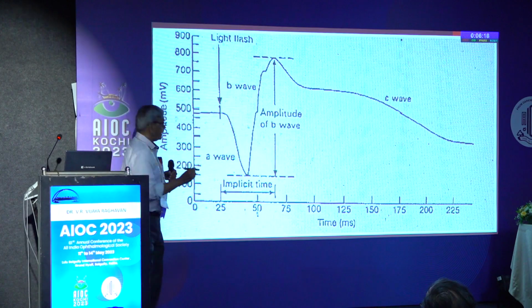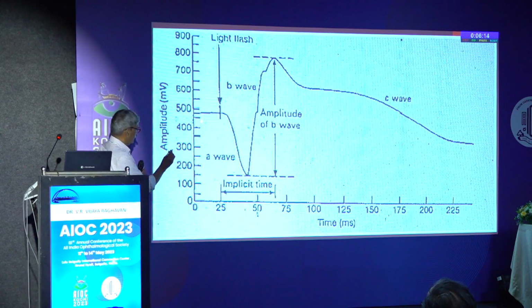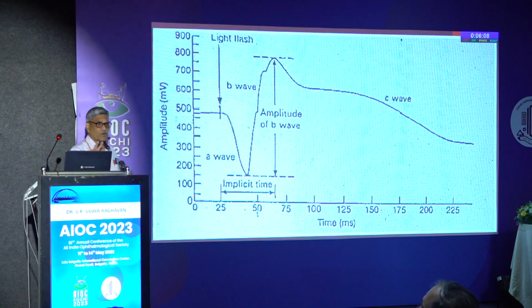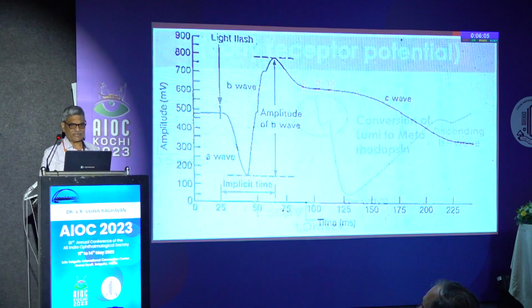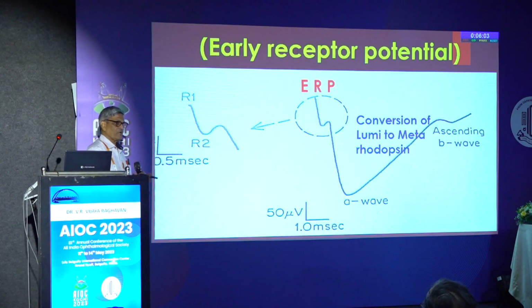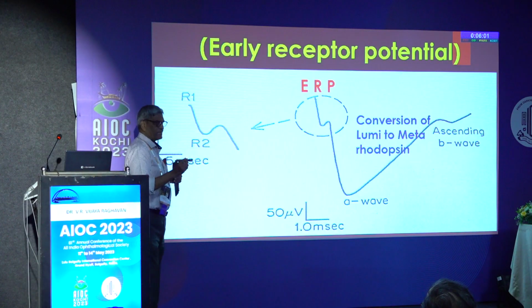This is the implicit time, from onset to the peak. Then there is the amplitude. Remember all these things. These are all the records you are supposed to read in the ERG. One more thing: if you are preparing for PG, these are common questions.